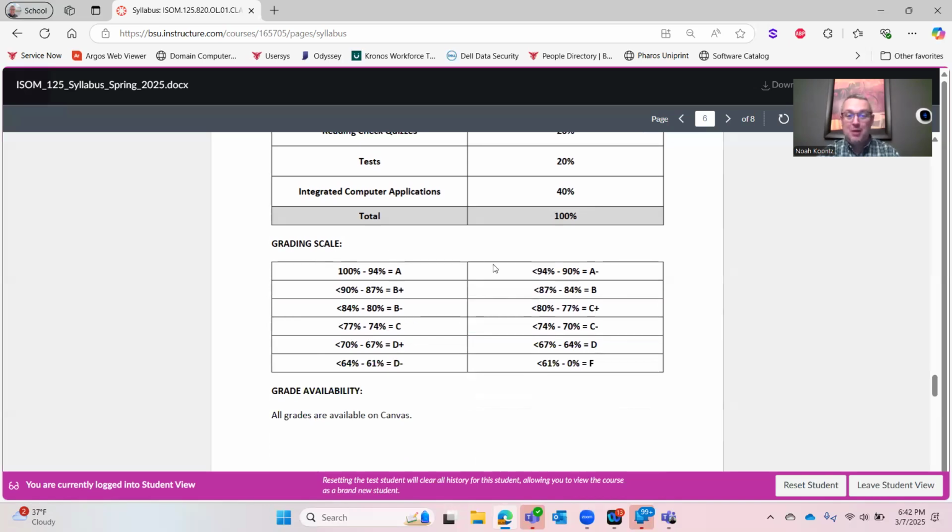Ball State uses a plus minus grading system. To get an A in this class, your grade needs to be between a 94% and 100%. An A minus is less than 94%, but down to 90%. A B plus, less than 90%, all the way down to 87%. Less than 87% to 84% is considered to be a B. Less than 84% to 80% is a B minus, so on and so forth, all the way down until you get down here into the D and F territory, in which case we need to start having a talk.